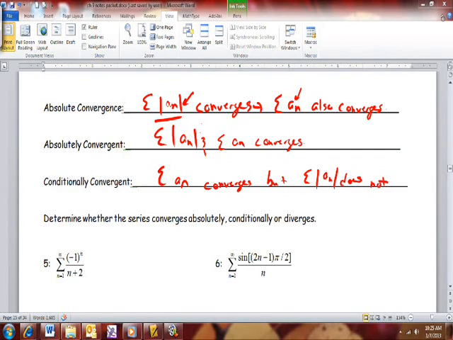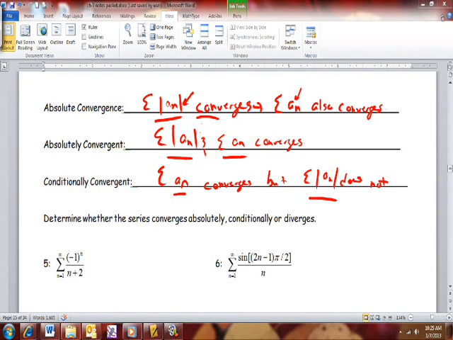If it was alternating, which normally makes things converge easier, if you take out the alternating part by taking the absolute value and that still converges, then the original one had better converge as well. Now, it's called absolutely convergent if it converges with both the absolute value and without the absolute value. So whether you have them or not, it would be absolutely convergent. Now, it's considered conditionally convergent if the normal one converges, but the absolute value does not.